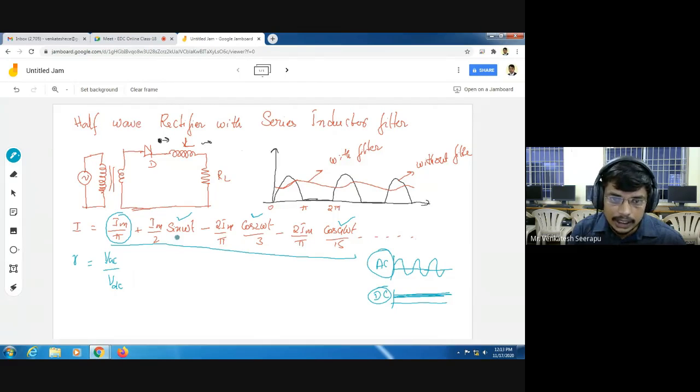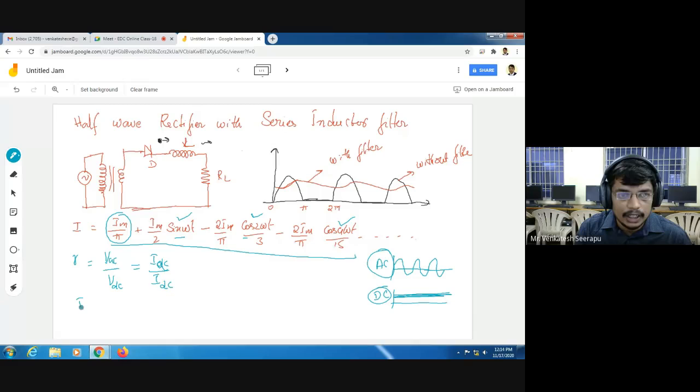So is there any sine term or cosine term? It is an AC component. Whereas here it is a constant value, which is Im by pi. So this constant value represents the DC component in our equation. So in our equation, we can write AC component by DC component. It is also written as IAC by IDC. So in this total equation, it is only a DC component.